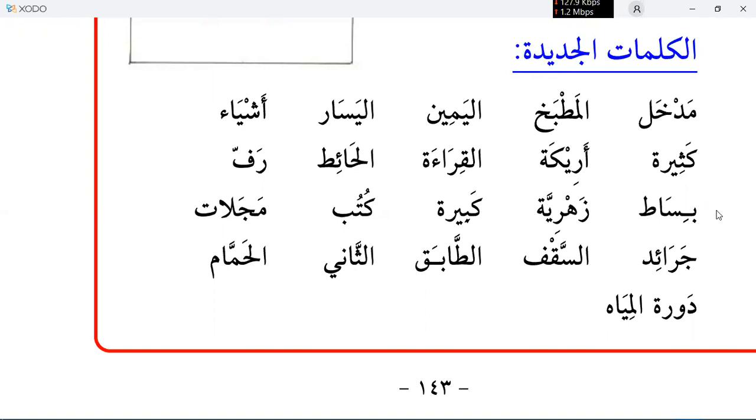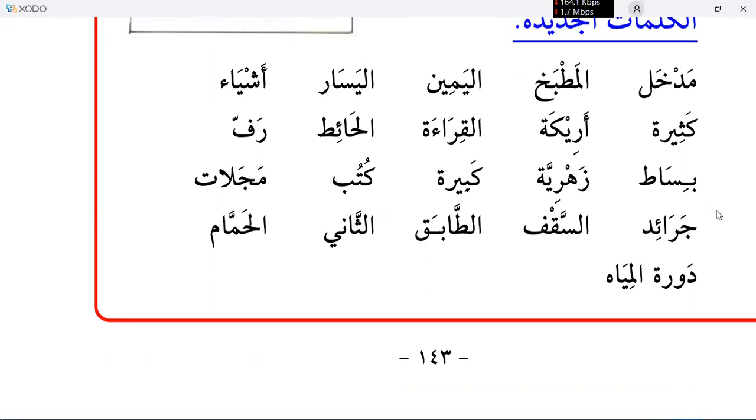Bisat, carpet. Zahriya, flowering vase, flower vase Kabira, big. Kutub, books. Majalat, magazines. Jaraid, newspapers.